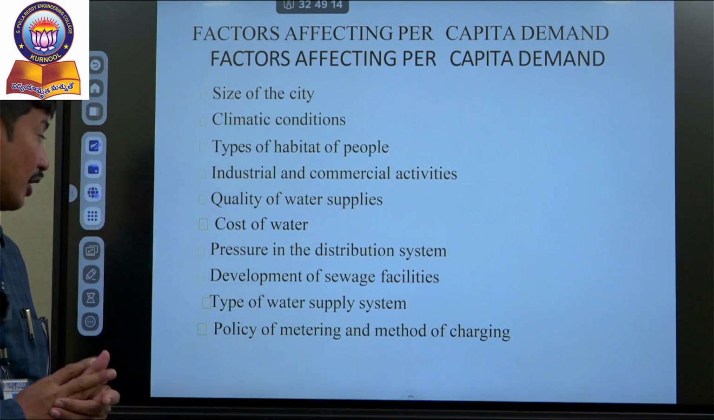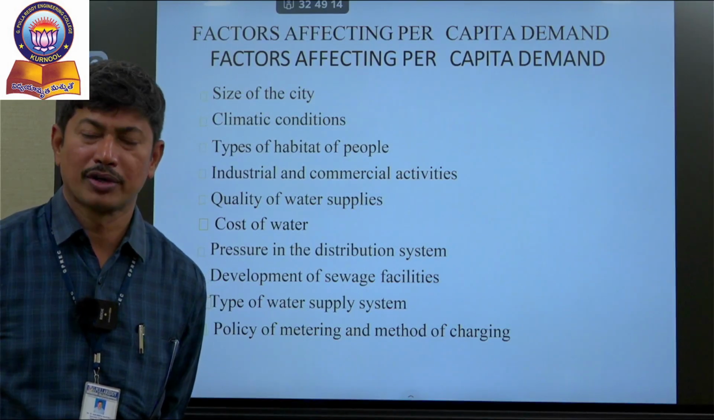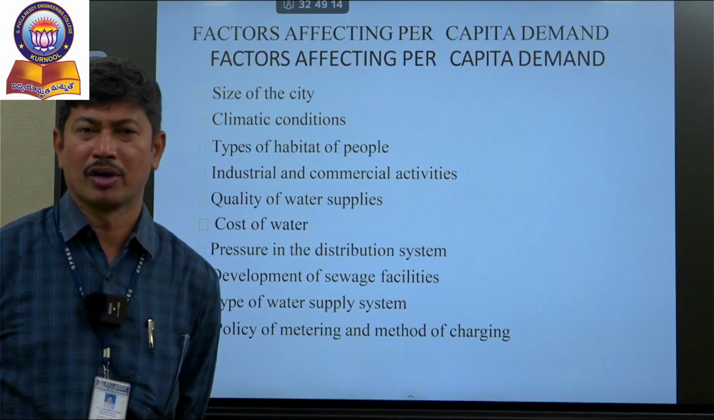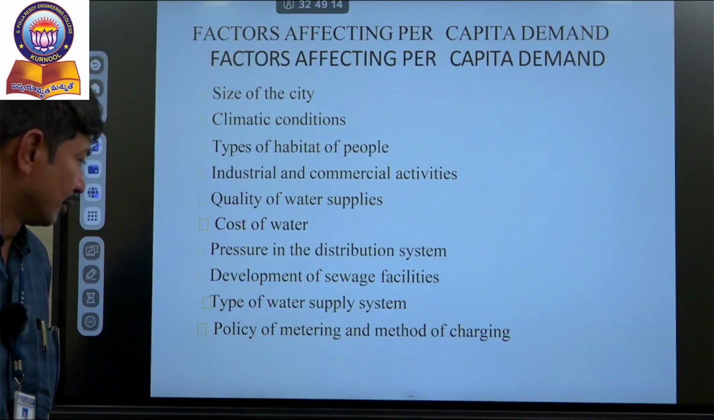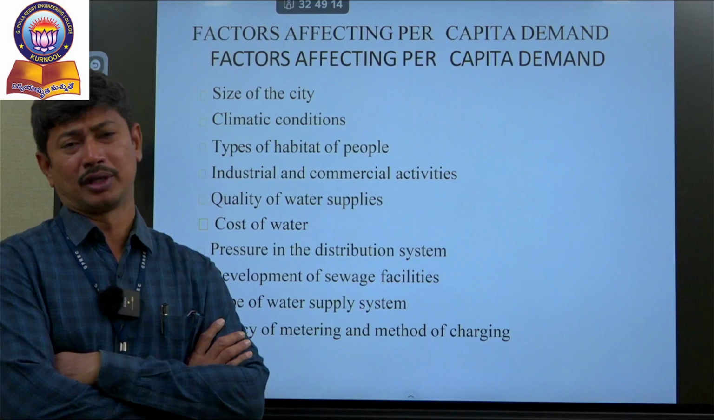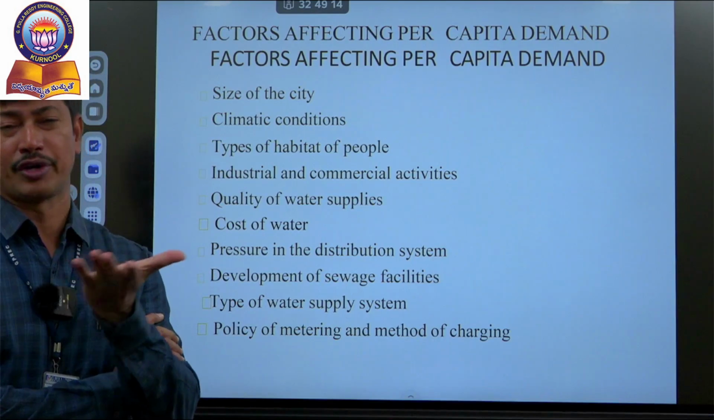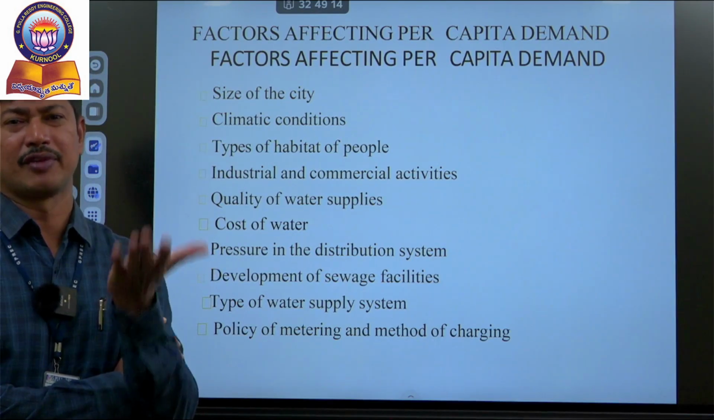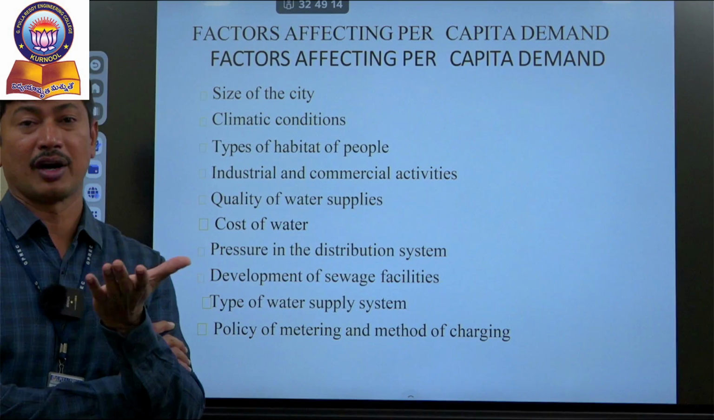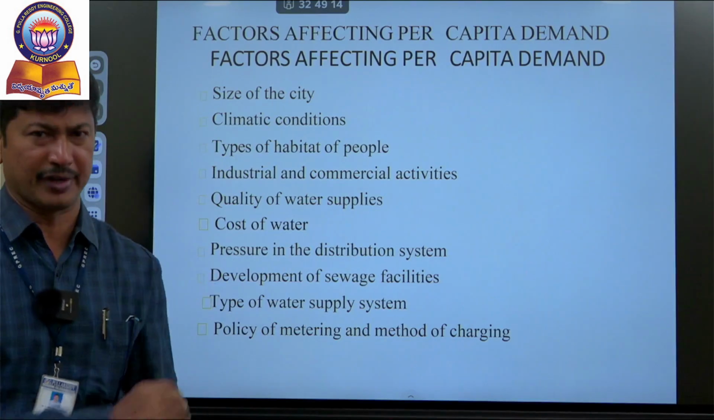And types of water supply system: a continuous system requires more water when compared to an intermittent system. Intermittent means supply only one hour in the morning and one hour in the evening. And policy of metering and method of charging. You follow only a thumb rule. Thumb rule means, for example, however much water is used in the morning, we charge only monthly 40 rupees or 50 rupees for a house. Otherwise, we fit a meter for each house, and then consumption is different.